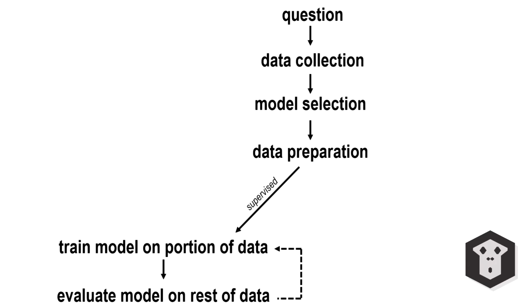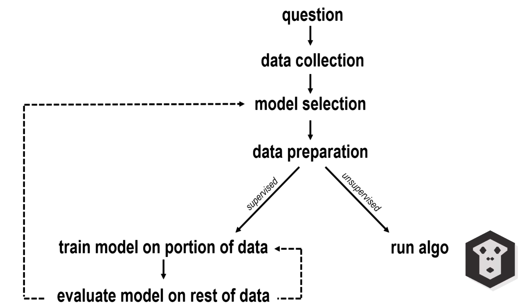And in real life, you usually iterate several times through this training testing sequence as you make changes to your data or tune your model. If you are doing unsupervised machine learning, then you won't have a ground truth to check your model, so you will directly run it. And another classic scenario is to go back to the model selection stage to try out another one, both for supervised and unsupervised machine learning.